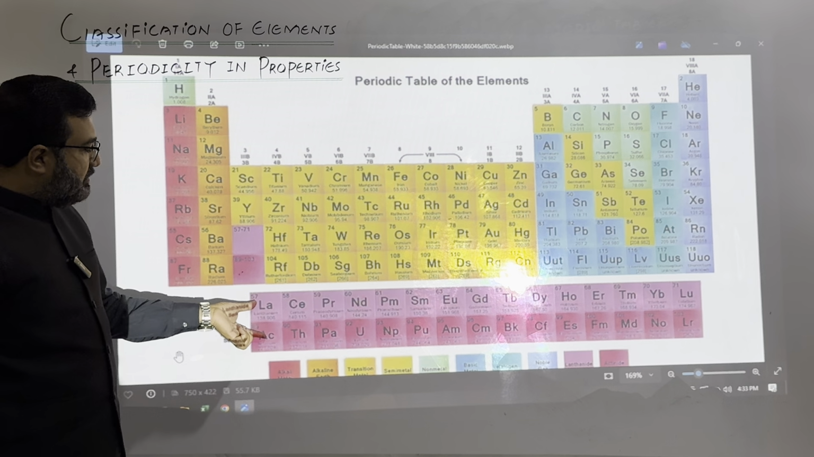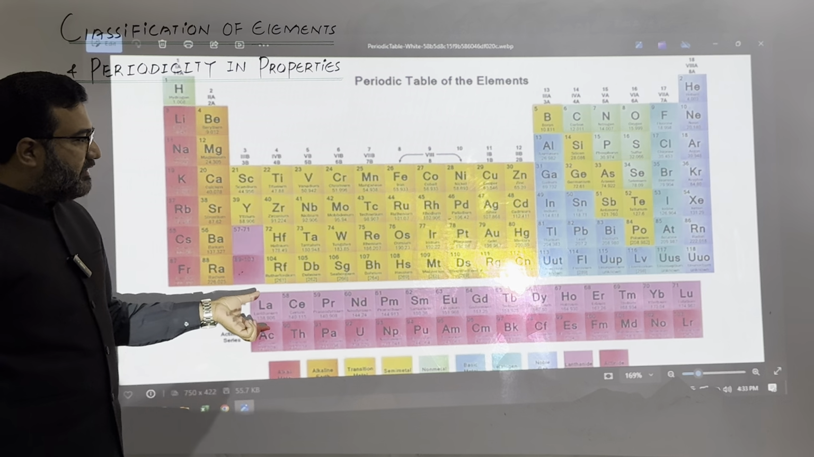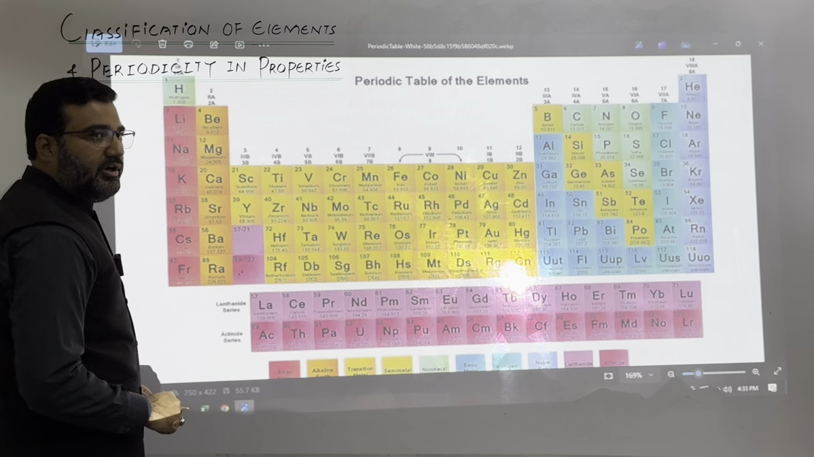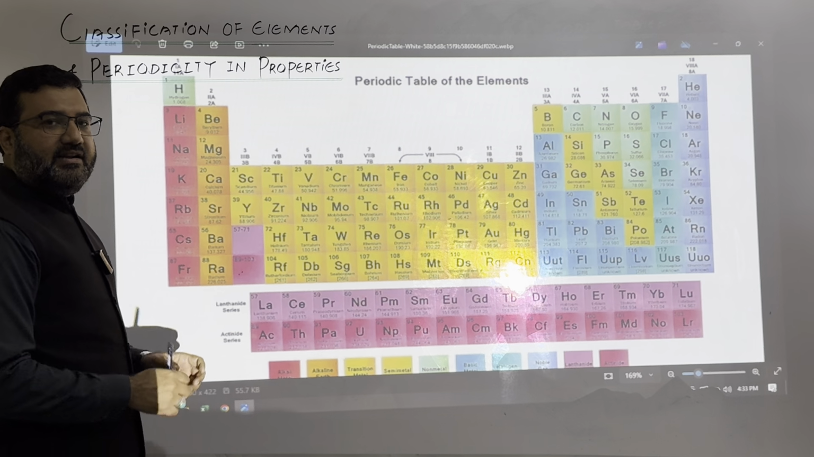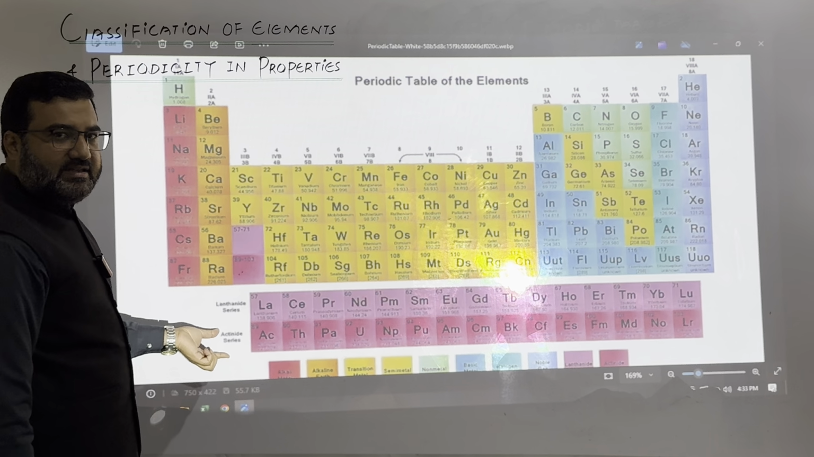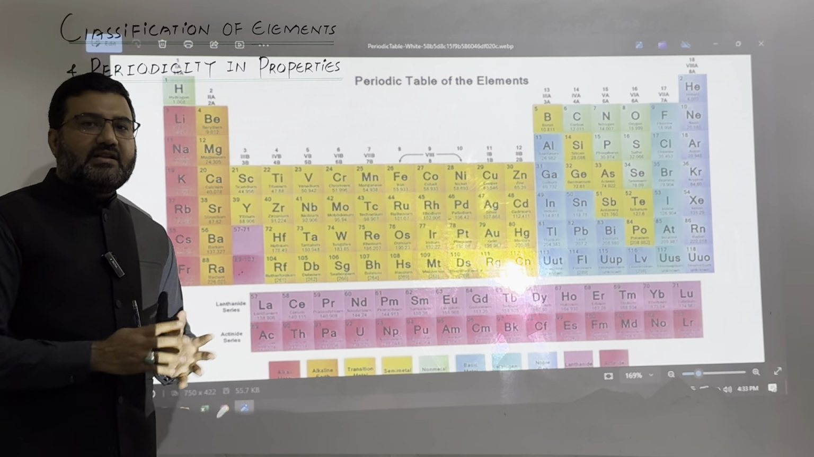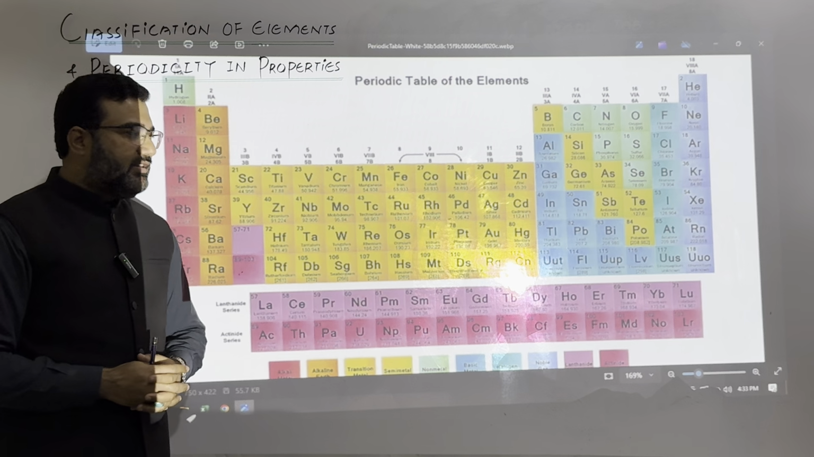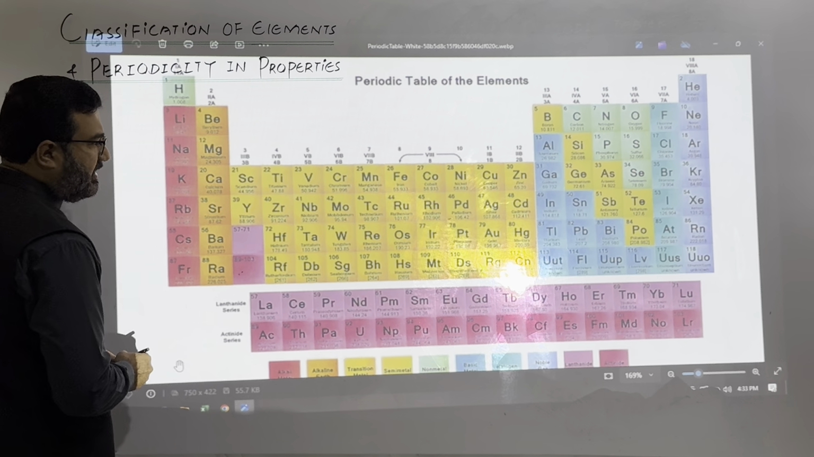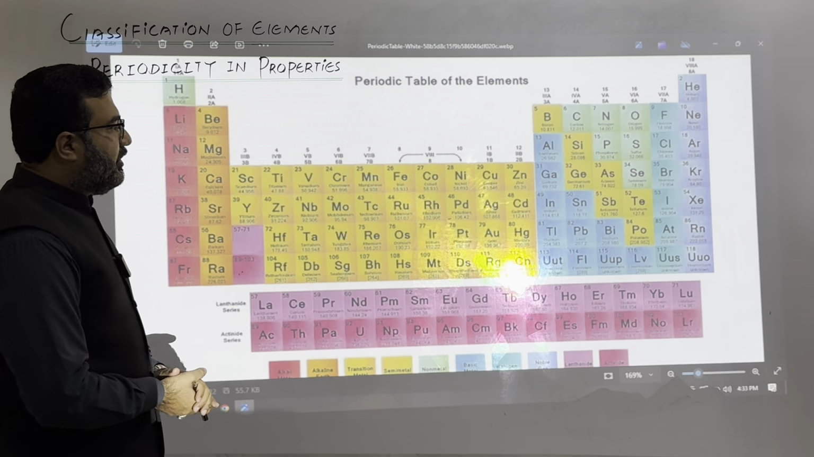And similarly, dear students, this one is the bottom of the modern periodic table, and at the bottom of the modern periodic table, there are two series having 14 elements in one series, and these two series are called the lanthanide series and actinide series. They basically belong to the transition metals, but lanthanides are called lanthanides because they exist after lanthanum, and actinides are called actinides because they are present after actinium in the periodic table.